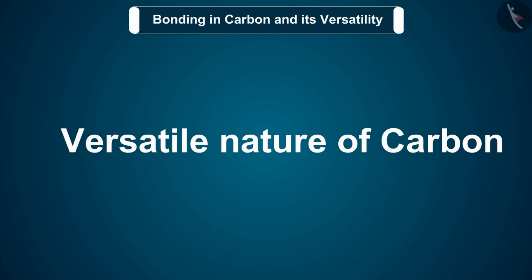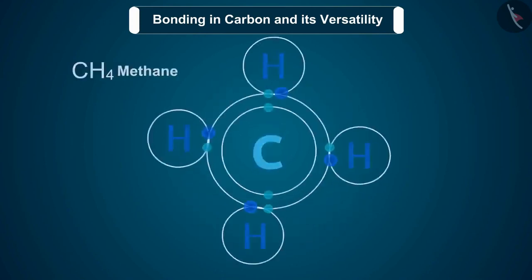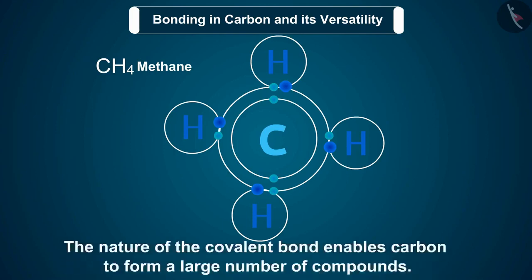We have seen the formation of covalent bonds by the sharing of electrons in various elements and compounds. We also know the structure of a simple carbon compound, methane. We also know about how many things we use contain carbon. In fact, we ourselves are made up of carbon compounds. The nature of the covalent bond enables carbon to form a large number of compounds.